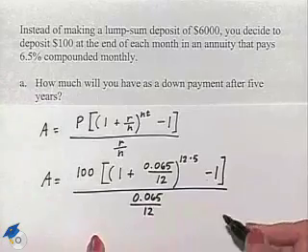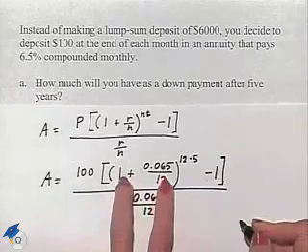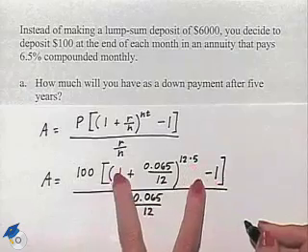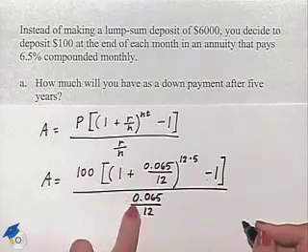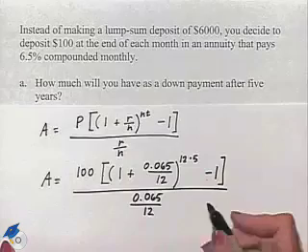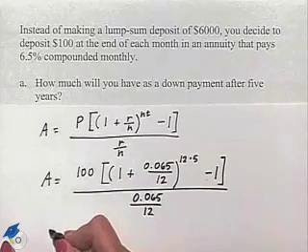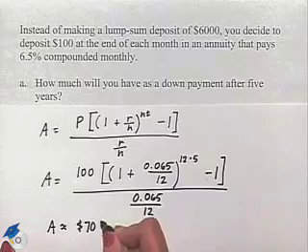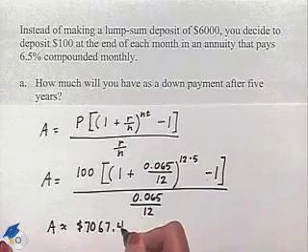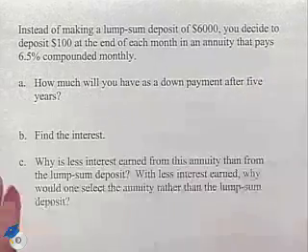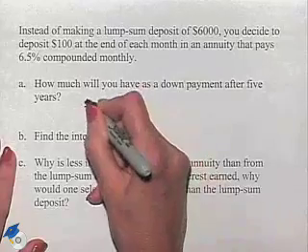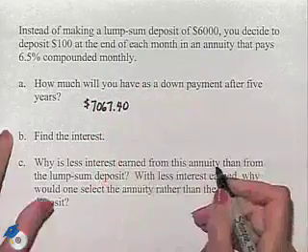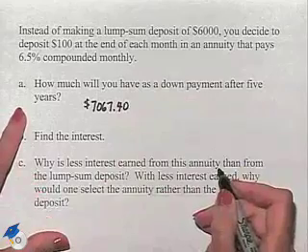And now using a calculator, remember your order of operations. We would work inside the parentheses first, raise to the 60th power, subtract 1, multiply that amount by 100, and then divide by the denominator. Doing so gives us a value for A, which is approximately equal to $7,067.40. Now let's transfer that onto the first page. That's how much we would have as a down payment after 5 years.